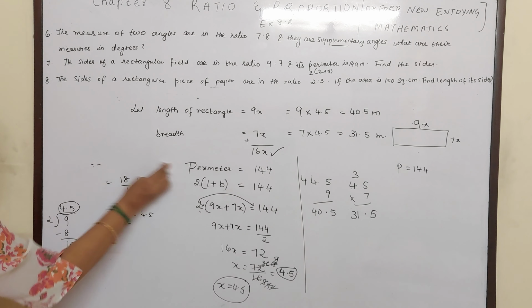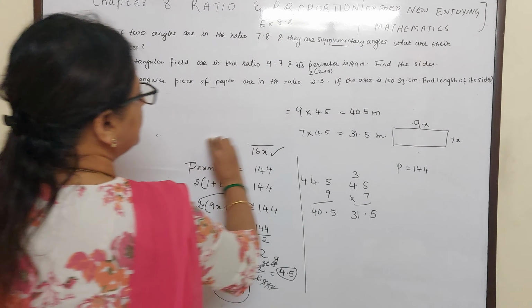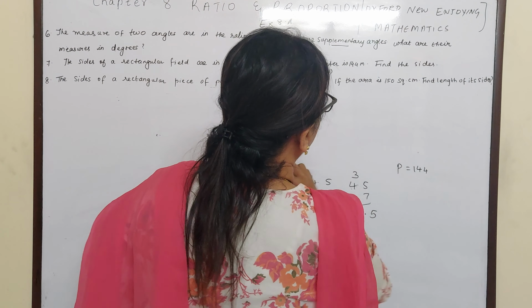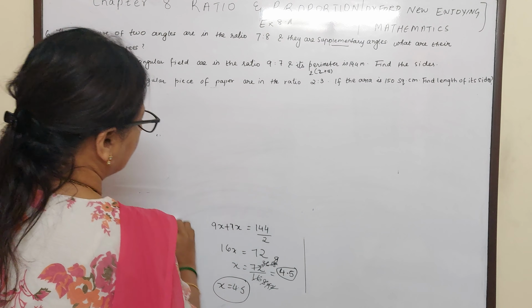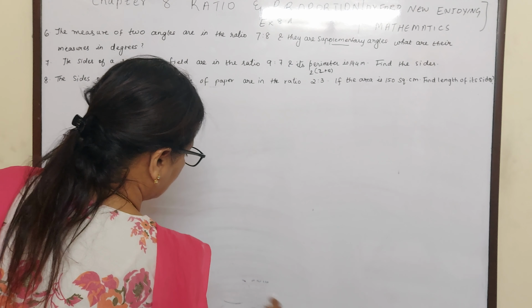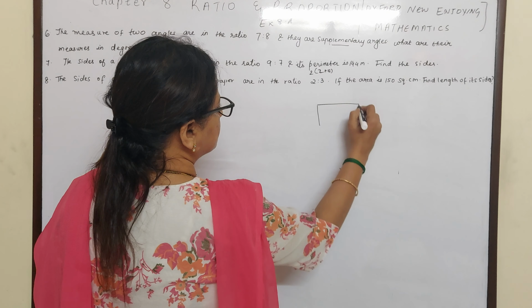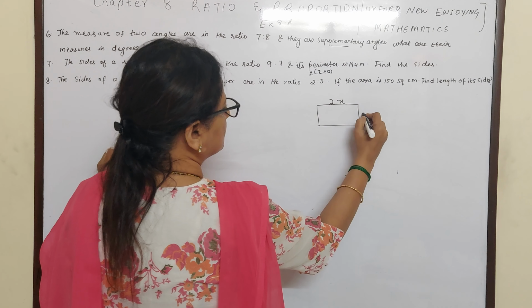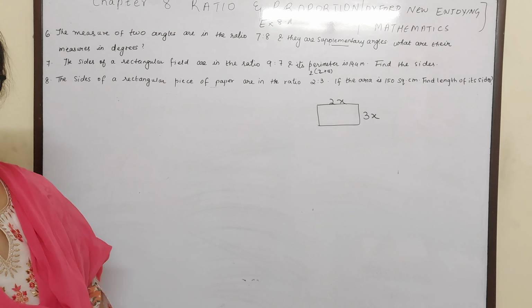Okay. Last sum. The sides of a rectangular piece of paper are in the ratio 2:3. If the area is 150, find the length of its side. Okay. So now here it is given that it is a rectangular piece and its ratio is 2:3. So we will take 2x is to 3x and their area is 150.